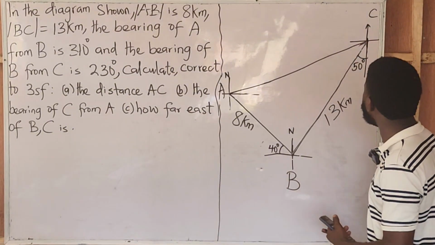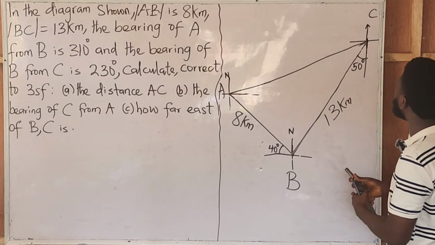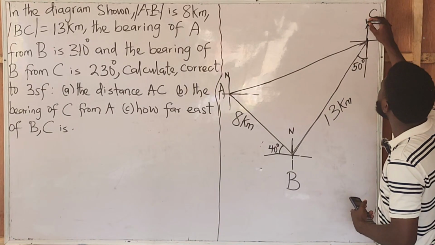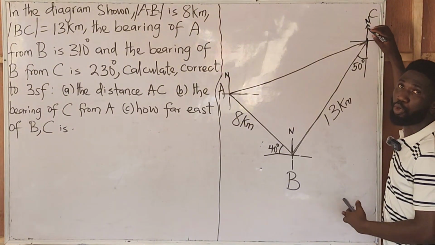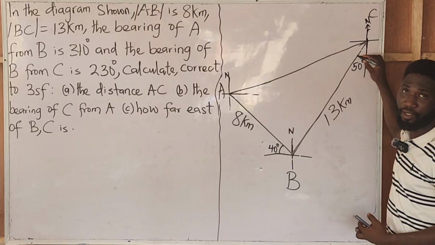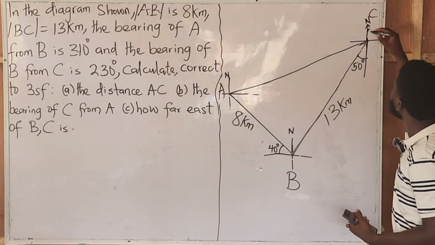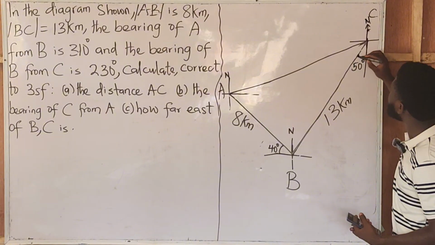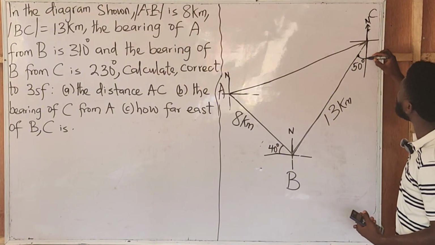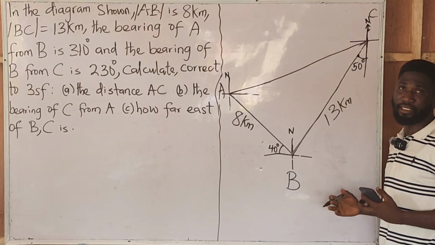The bearing of B from C, so from C now, this is the C. Remember we said that the starting point is usually from the north and it moves clockwise. So from here down to this side is 230, so all that we have left is 50 degrees. Because we already know that angle in a straight line is 180, so 180 plus 50 is 230 degrees.